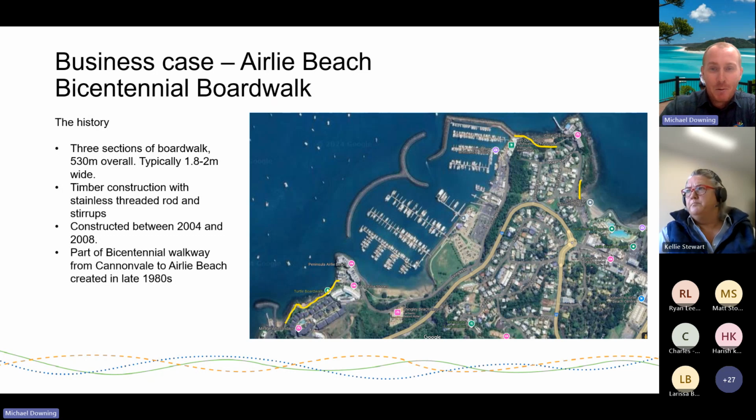The map on the right shows you a very crudely drawn few sections. These were generally built around 2004 to 2008 to connect up that bicentennial walkway, which has been around since the late 80s. It was timber construction, with stainless threaded rod and stirrups basically bolted into bedrock for the vast majority of it. It's 530 meters overall and generally 1.8 to 2 meters wide.